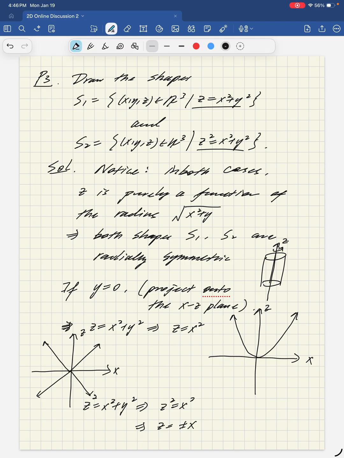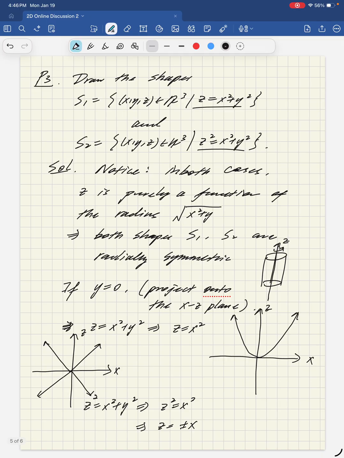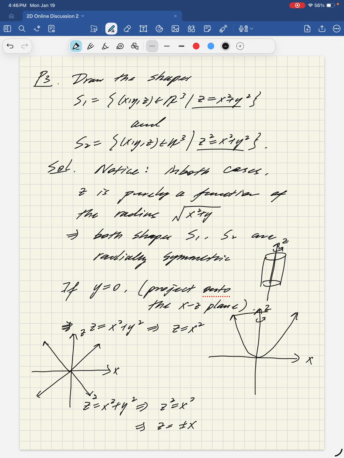Because these two shapes, we just observed that they're radially symmetric, the resulting shape is just going to be these two curves rotated along the z-axis. So the first one is actually like a cup, shaped as a parabola. The second one is going to be two cones connected in this way.